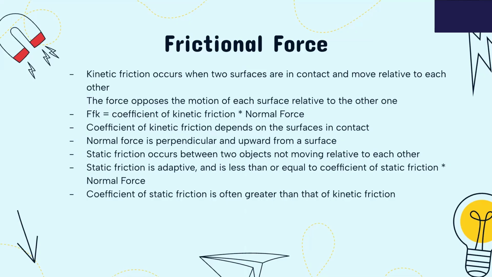So static friction is another type of force that occurs when 2 objects are not moving relative to each other. And static friction is an adaptive force and is less than or equal to the coefficient of static friction times the normal force. The max static friction force is the coefficient of static friction times the normal force. And because static friction is adaptive, it'll always be equal to the pressure being put on it. And in basically every case, the coefficient of static friction is greater than the coefficient of kinetic friction between 2 of the same objects.